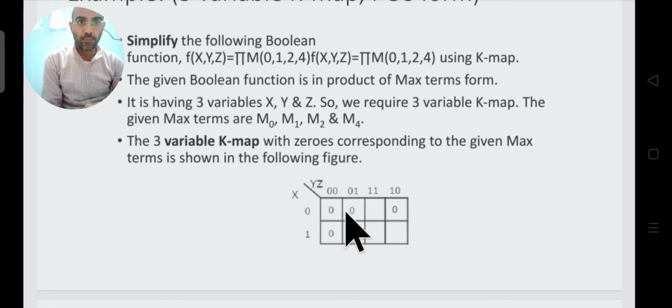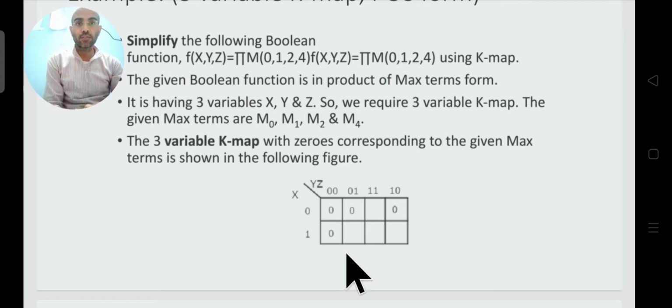So you see, 0 is available, so 0 is filled here. Then 1, so 1 is filled up here. Then 2, so the 2 position is this, so we have filled this up. 3 was this, so this is left unfilled. Nothing is written in unfilled cells, so they have 1 here. The 4 is this cell, so we have filled 0 here. Now we'll try to combine them.